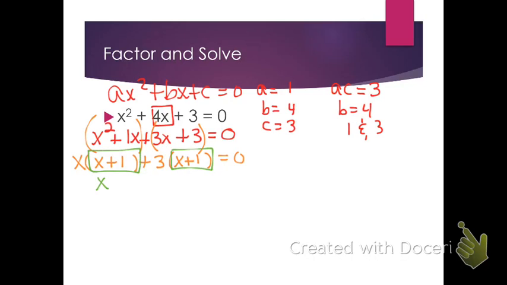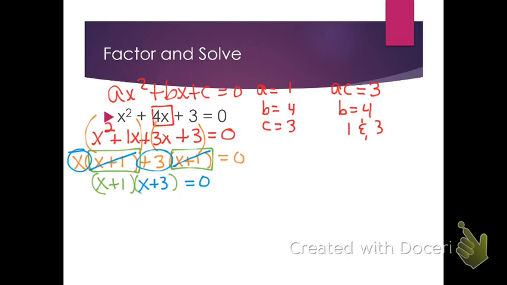I'm going to factor out that common binomial. When I factor out the common binomial of the first term, I'm left with an x. When I factor out the binomial of the second term, I'm left with a plus 3. Copy the equals 0. And here's where I'm now going to incorporate the zero product property.